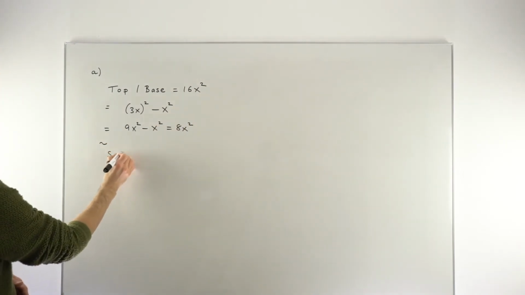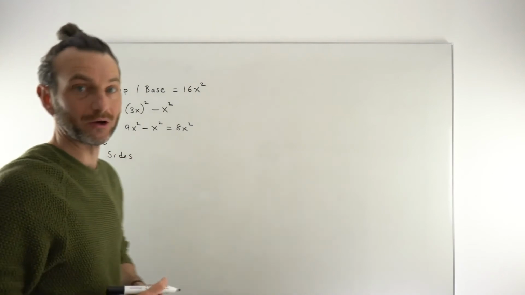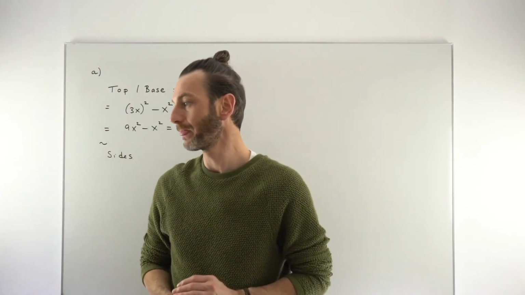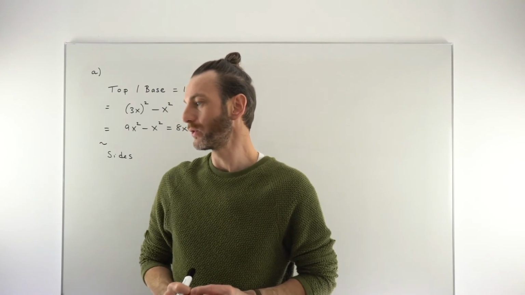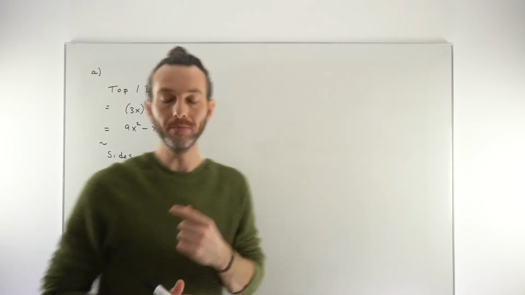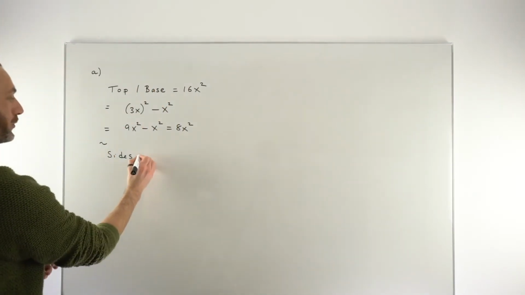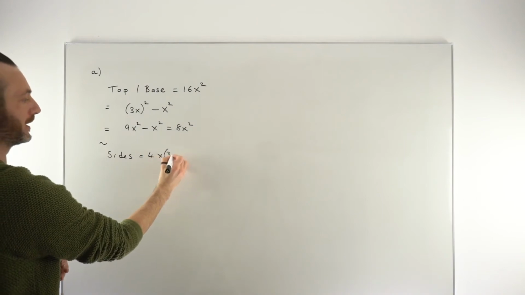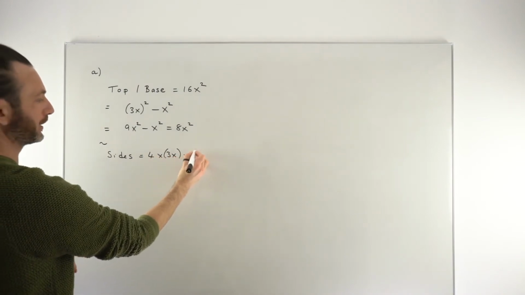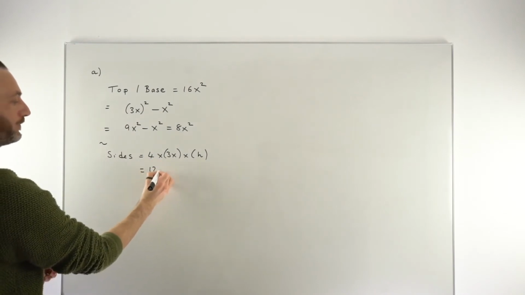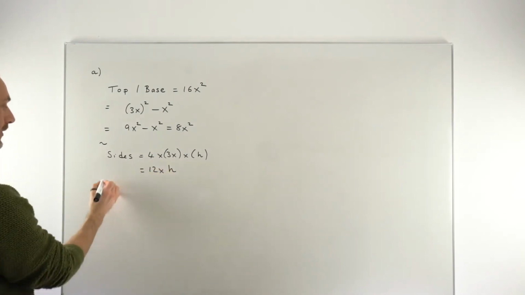So let's have a look at the sides. The sides, I think, are a little easier because there's no subtraction there. They're just basically rectangles. So the sides are going to be 3x times h, and there's 4 of them. So we can go straight to the answer here, I think. It's 4 times 3x, let's put that in a bracket to keep it clear, times h. So that's just going to be 12xh. Okay, that's for the sides.